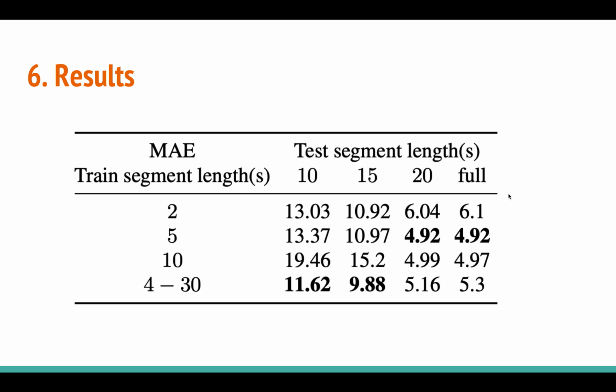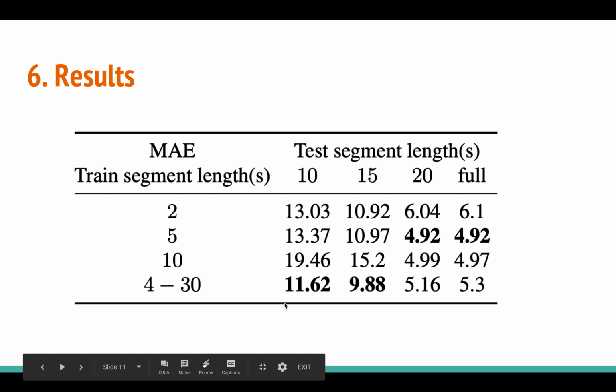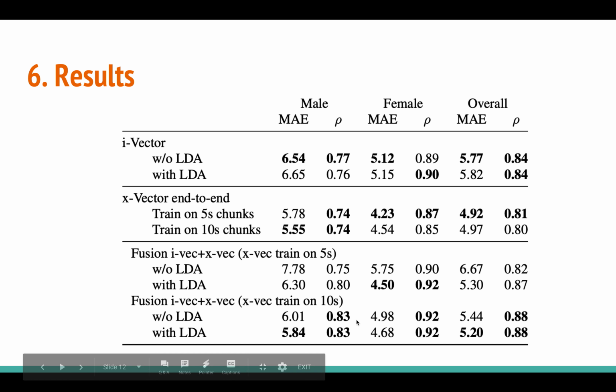Then they have done some experiments on varying the training segment lengths and test segment lengths. As you can see, if the training length is around 5 seconds and the testing length is the full test length, you get a very good mean absolute error here. Another thing you should observe is that if the training lengths are bigger, even if the test segment lengths are smaller, it works better, right? So this is the point they are trying to make.